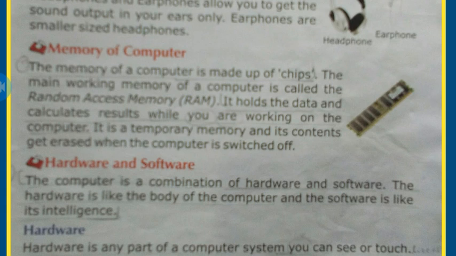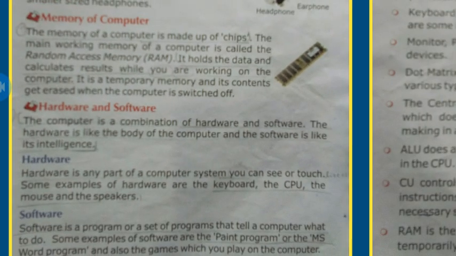Hardware and software. What are hardware and software? A computer is a combination of hardware and software. The hardware is like the body of the computer and software is like its intelligence. Hardware is any part of a computer system you can see or touch. Some examples of hardware are the keyboard, the CPU, the mouse, etc. Software is a program or set of programs that tells a computer what to do. Some examples of software are the Paint program, MS Word, PowerPoint, and whatever game you are playing. These are examples of software.